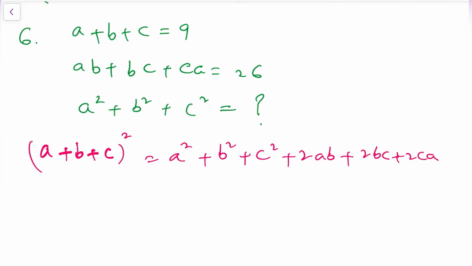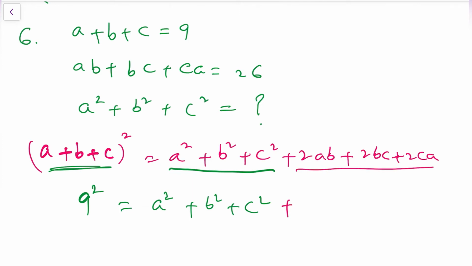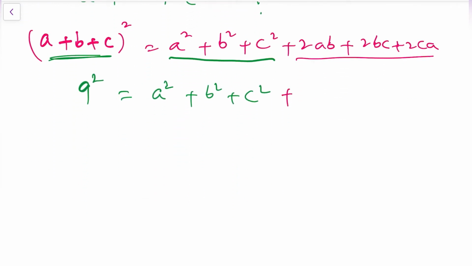Now in the first step itself, he gave a plus b plus c value as 9. So in the place of a plus b plus c, let us substitute 9. So 9 square is equals to, he clearly mentioned a square plus b square plus c square value we need to find out. So I don't know that, that's why I am writing it as it is, a square plus b square plus c square. Next, plus here 2ab, 2bc, 2ca is there. So from all those three terms, I will take out 2 common. Then we remain with ab plus bc plus ca.